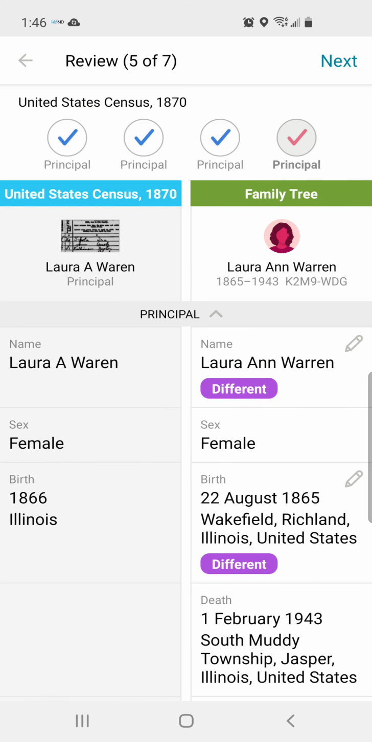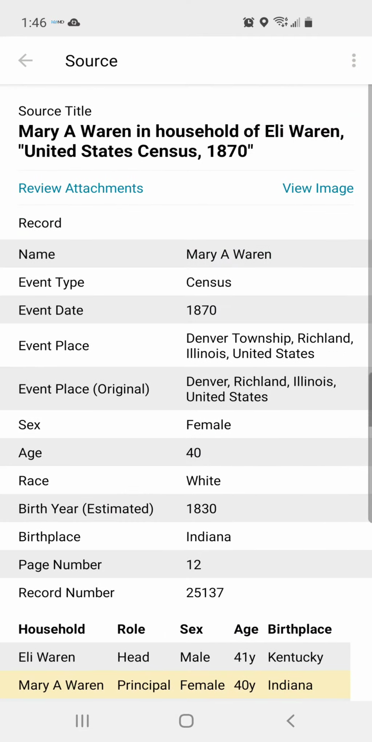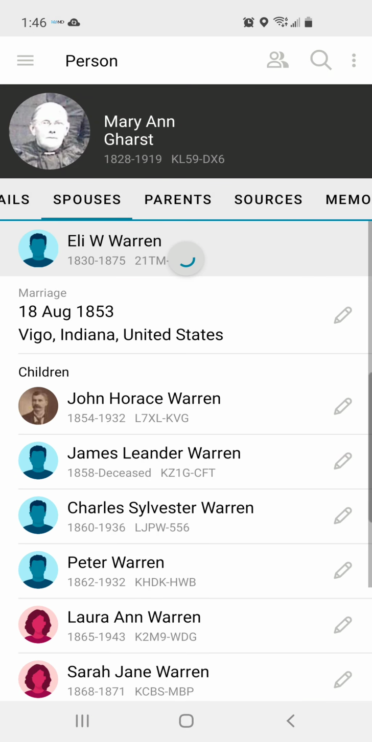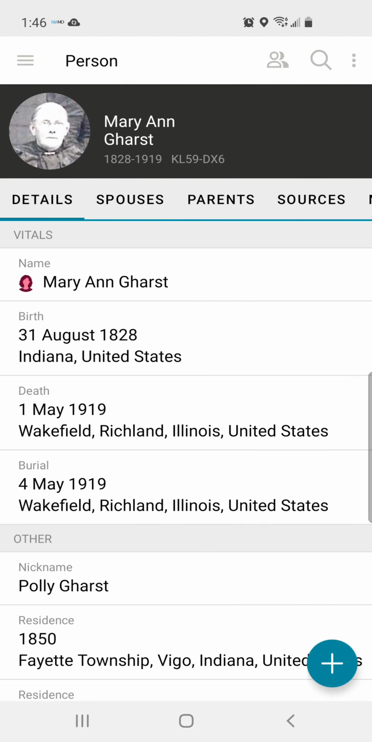Now, how did I trip on this today? I trip on these things all the time. It's because it's Mary Ann Garst's birthday today. She was born on this day in 1828. Holy cats! Somewhere in Indiana. I don't know where exactly. Although if the family was in Fayette Township in Vigo County, she was probably born in Vigo County, but I'm not positive about that.